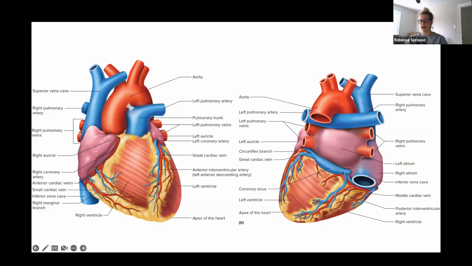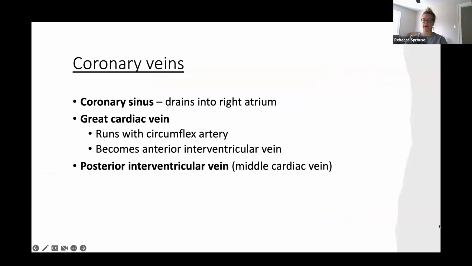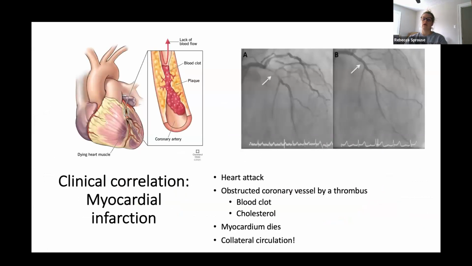Then off the coronary sinus, coming straight down the back, we have the middle cardiac vein, also called the posterior interventricular vein. That would also have a branch going around the side, up onto this marginal side, but we're not going to name any of those veins. Okay, those are the coronary vessels that I'd like you to know.